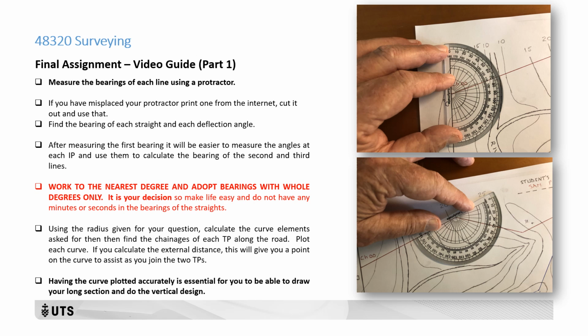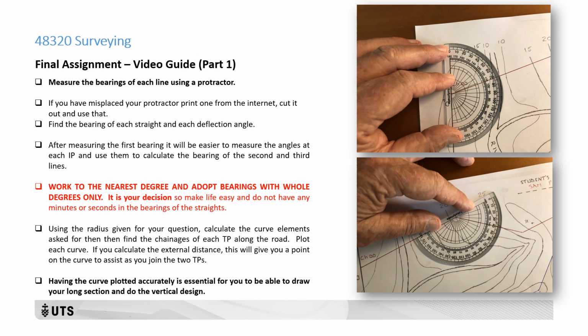Again, work to the nearest degree for these bearings. Don't try and get fancy with half degrees. Make life simple. As you see at the farmhouse, if you're a metre out, it's not going to worry the farmer. So make life easy for yourself. Work to the nearest metre, the nearest degree in all your bearings.